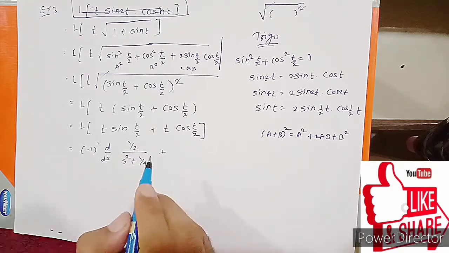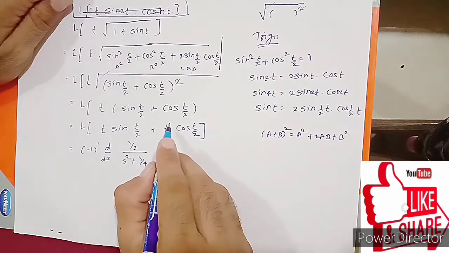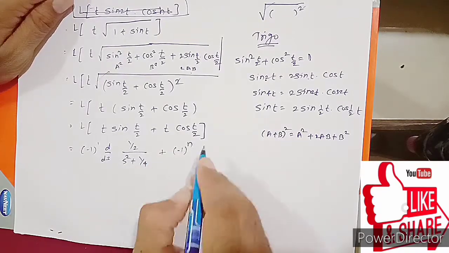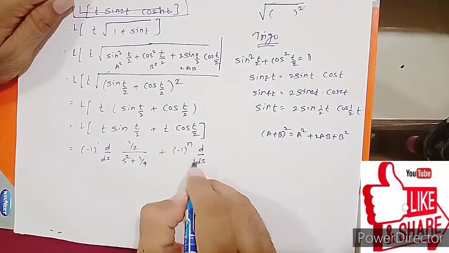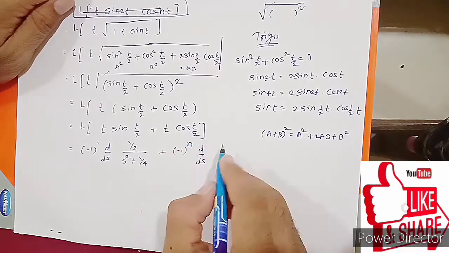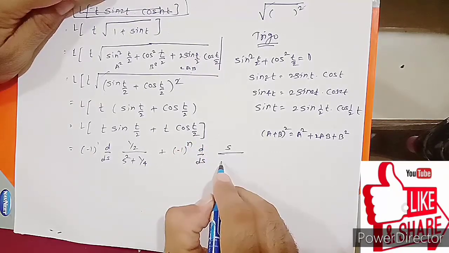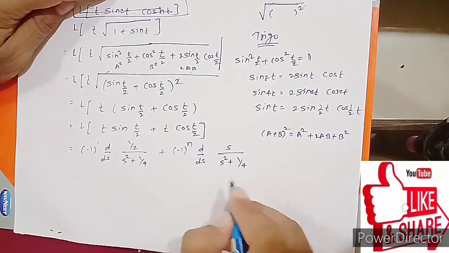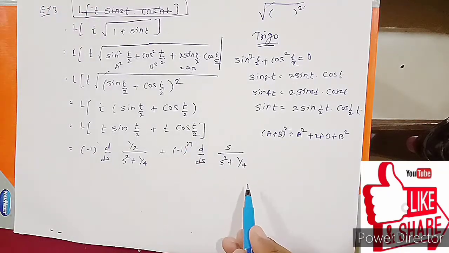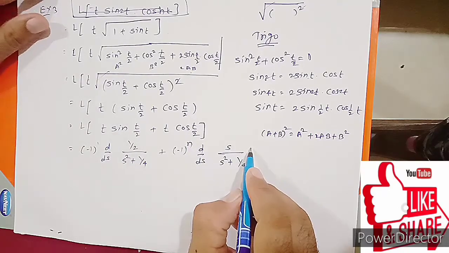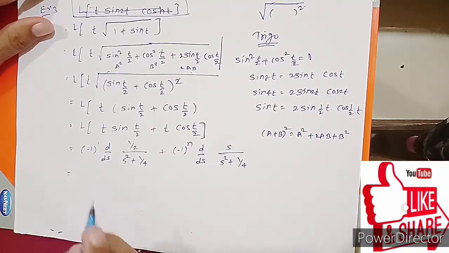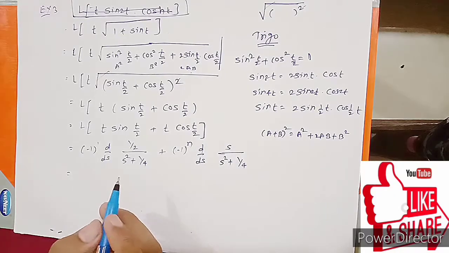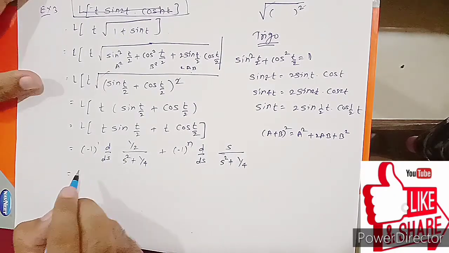Plus again t raised to n, that means minus 1 raised to n single derivative of the Laplace of cos t. What is the replacement of cos? s divided by s square plus a square. What is the a here? 1 by 2 is a, so a square means 1 by 4, right? So this is the multiplication by t replacement. It is the definition of multiplication by t.